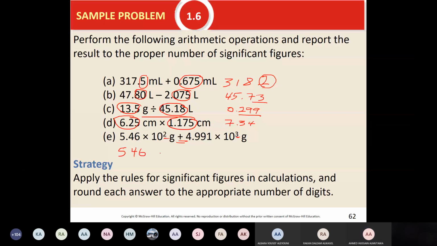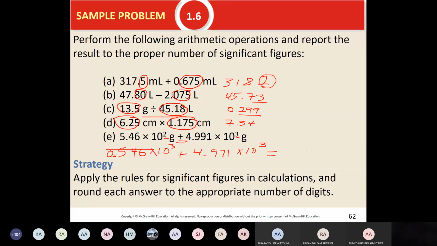0.46 times 10 to the power 3. Where should I put the decimal? On the left, left of the 5. 4 here. So I can put 0 here, no problem, because this is not significant. Okay, plus 4.991 times 10 to the power 3. Now, can I add them? Yes, I can. Why? Because the power is the same.